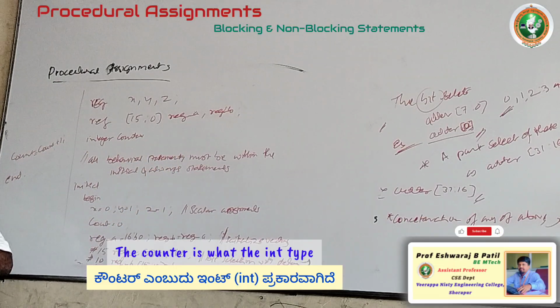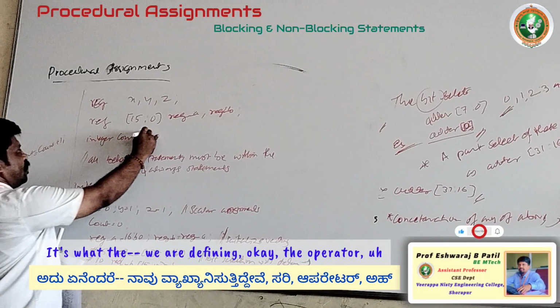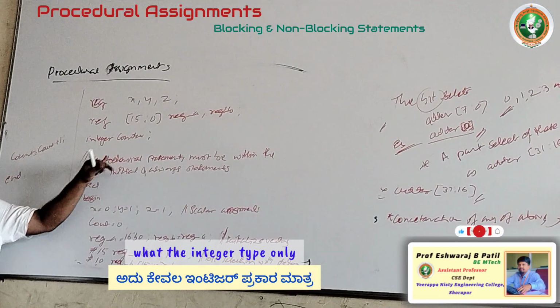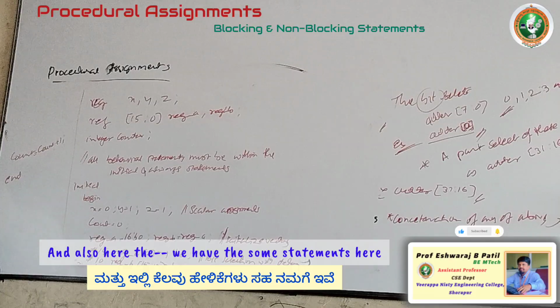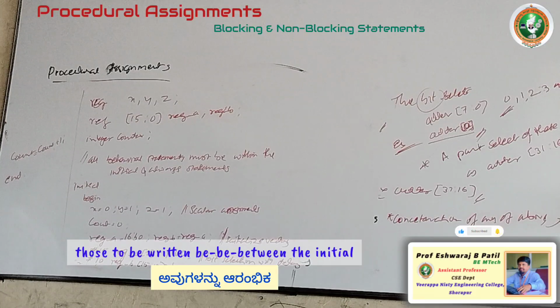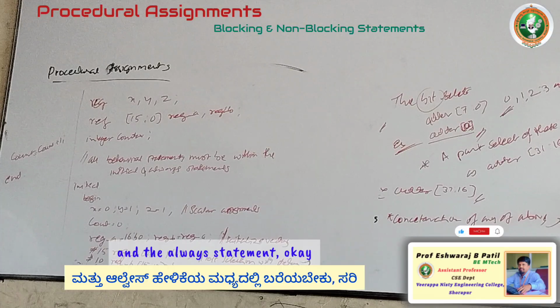The counter is the int type. It's what we are defining. The operator variable, the counter, is the integer type only. And also here we have some statements. Whatever behavioral statements we write have to be written between the initial and the always statement.